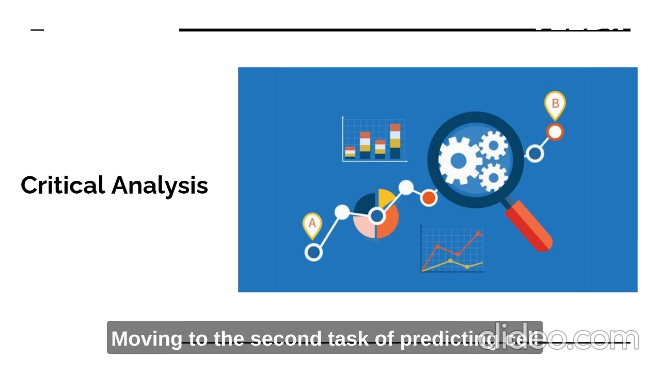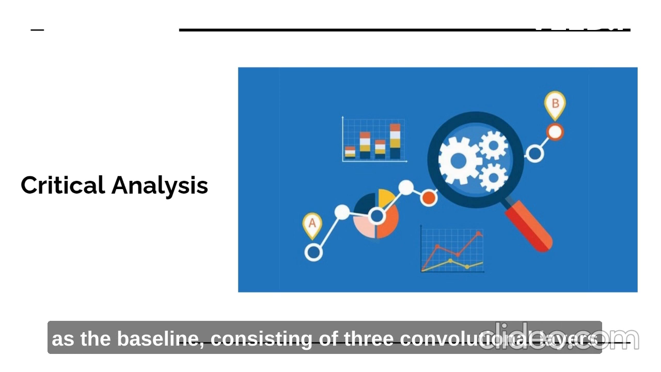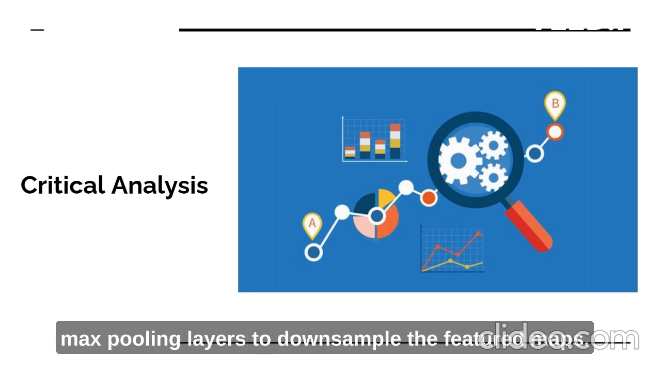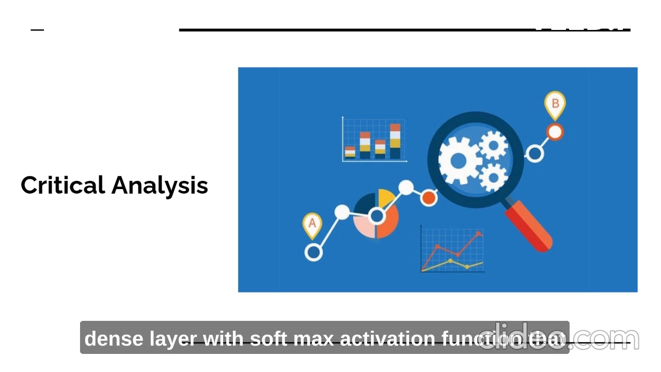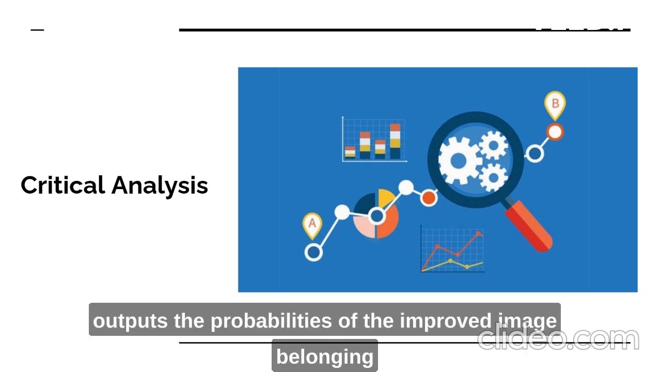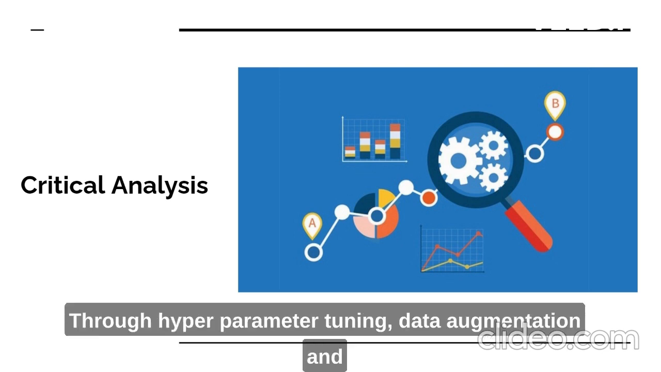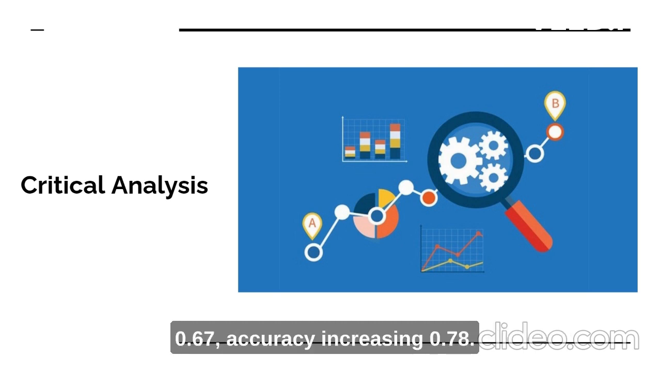Moving to the second task of predicting cell types, a more complex CNN architecture was used as the baseline, consisting of 3 convolutional layers with an increasing number of filters, followed by max pooling layers to downsample the feature maps. The last layer of the model is a dense layer with softmax activation function that outputs the probabilities of the input image belonging to each of the 4 cell type classes. Through hyperparameter tuning, data augmentation, and class weights, the model's performance improved significantly, with the test loss decreasing to 0.67 and accuracy increasing to 0.78.